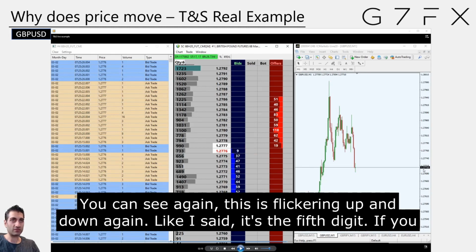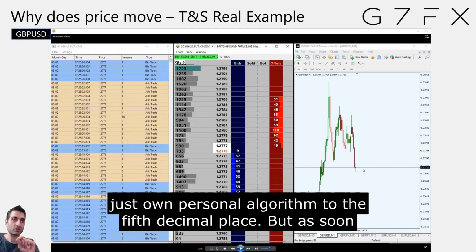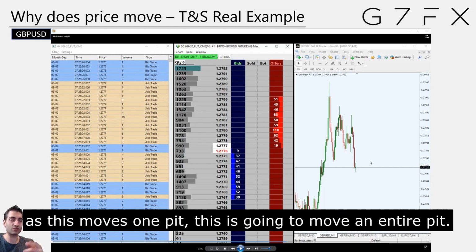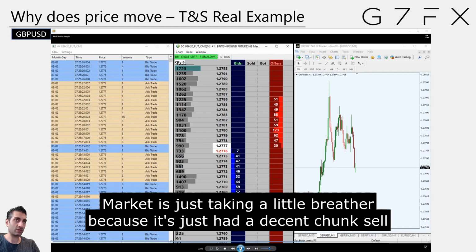You can see again, this is flickering up and down. Again, like I said, it's the 5th digit. If you actually watch this closely, it doesn't actually move even 1 pip. That's your broker's own personal algorithm to the 5th decimal place. But as soon as this moves 1 pip, this is going to move an entire pip. Okay, market's just taking a little breather because it's just had a decent chunk sell-off.